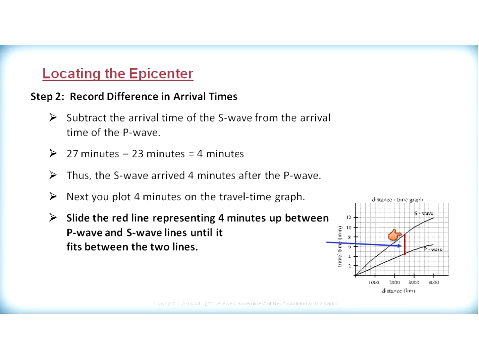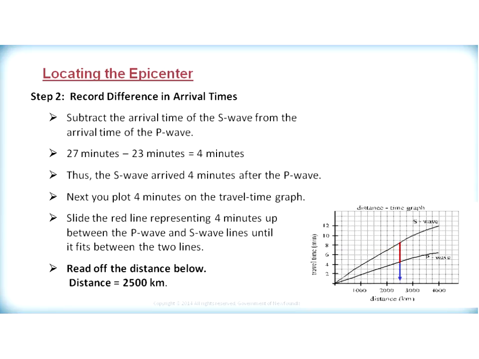Once we determine the location between the P wave and the S wave, which corresponds to the difference in arrival time, and in this case 4 minutes, which represents 4 blocks in between the two lines, we then extend the line straight down and we can read off the distance from the scale below.